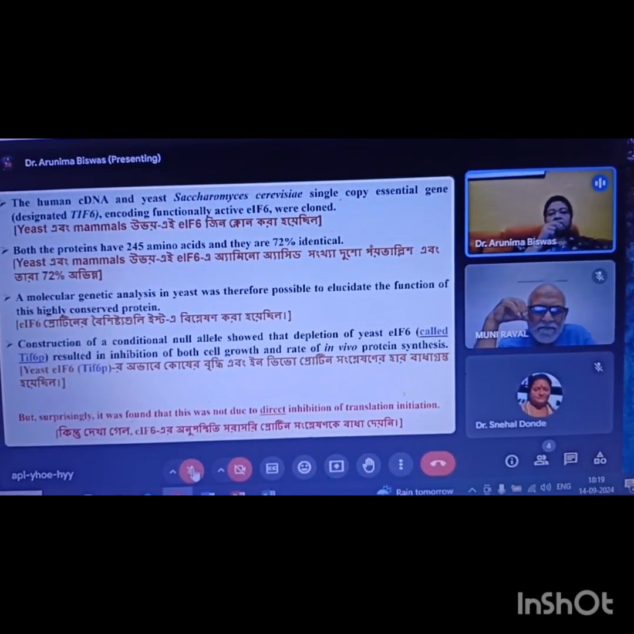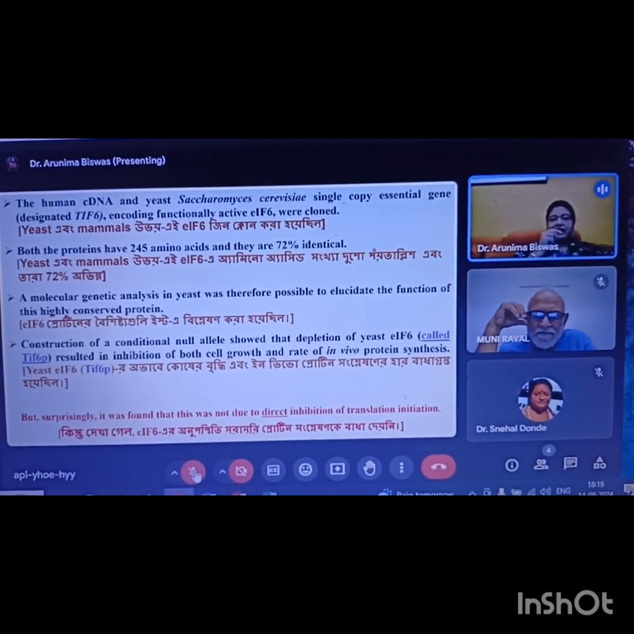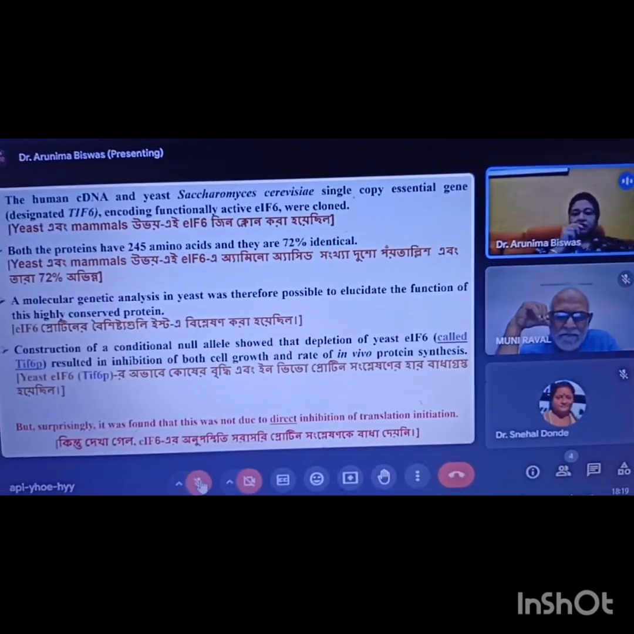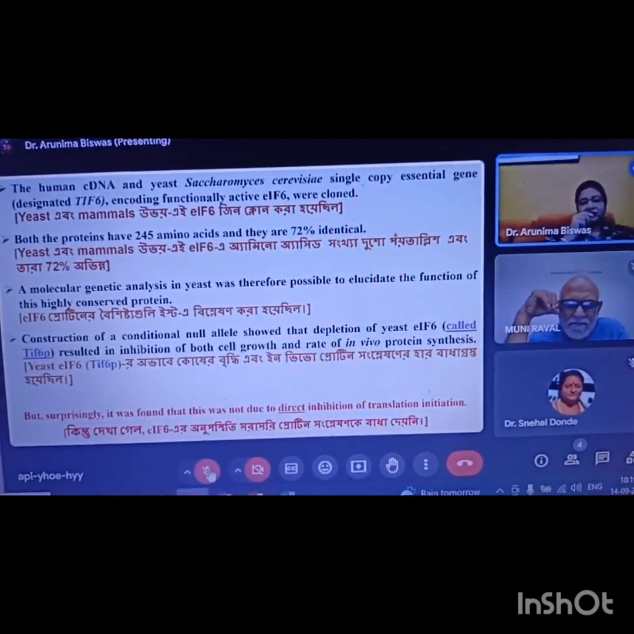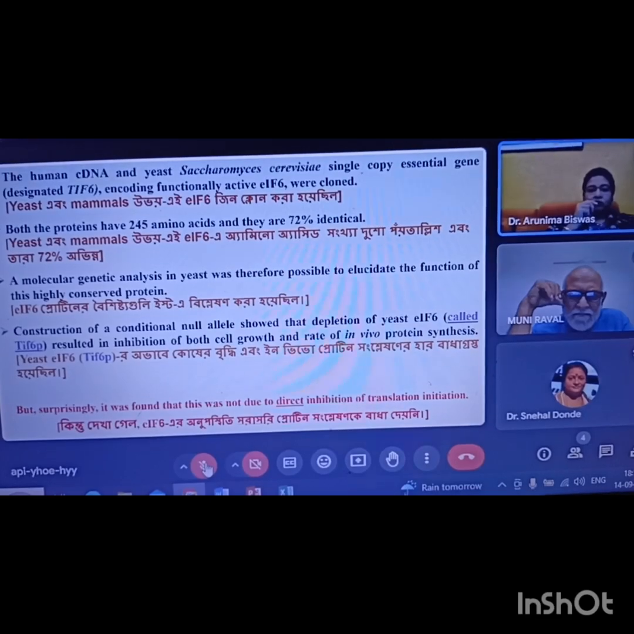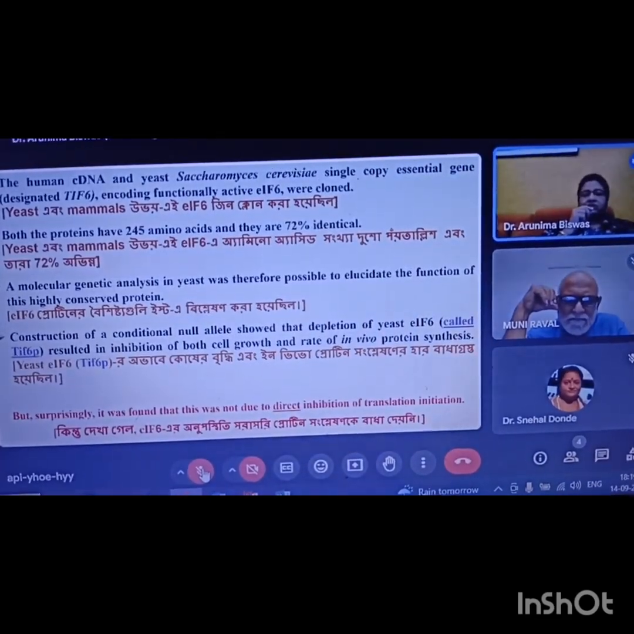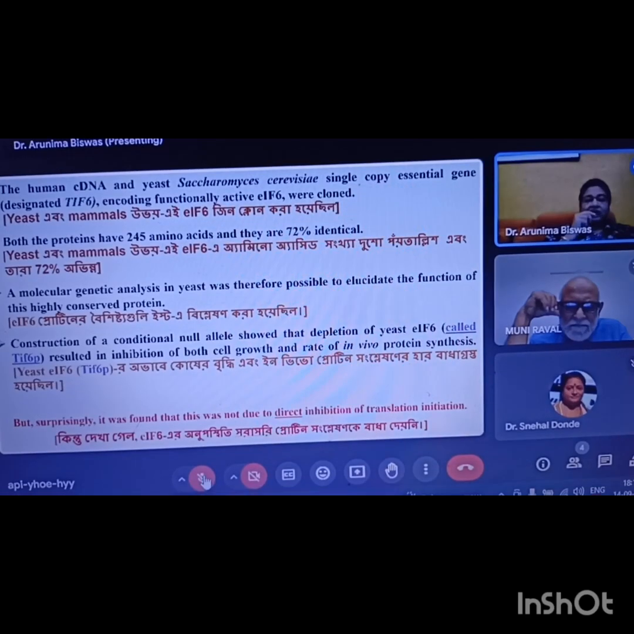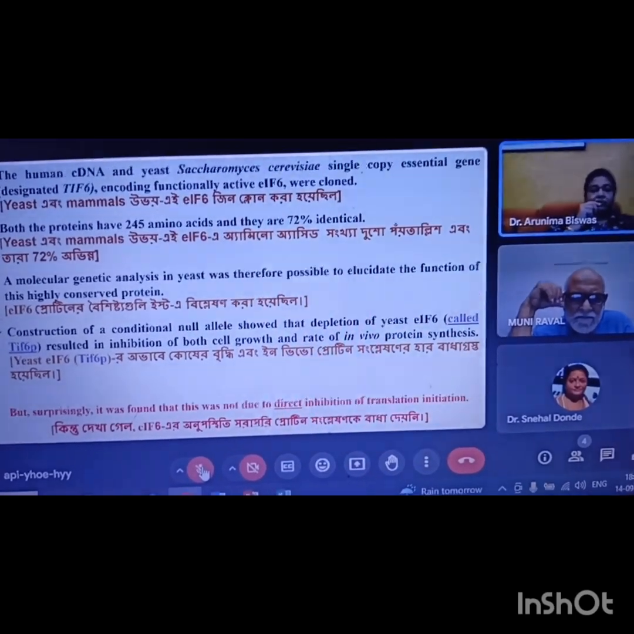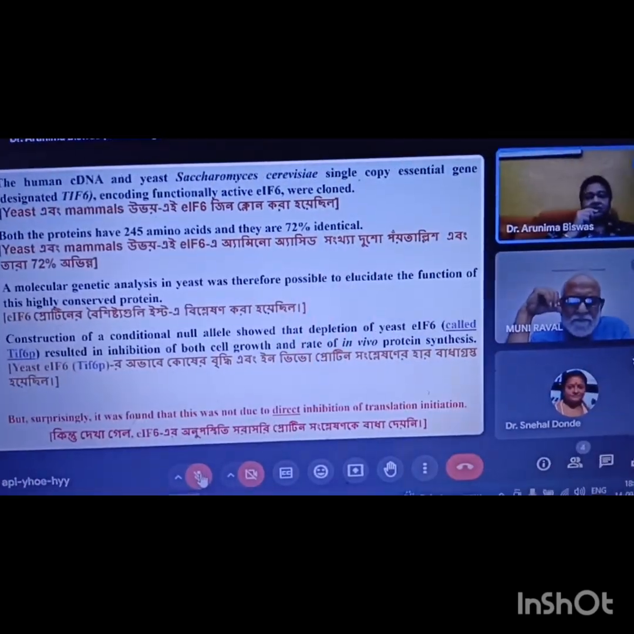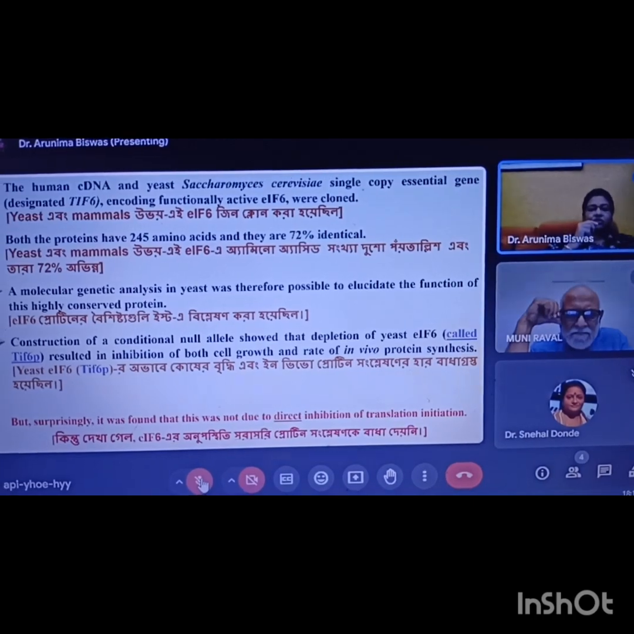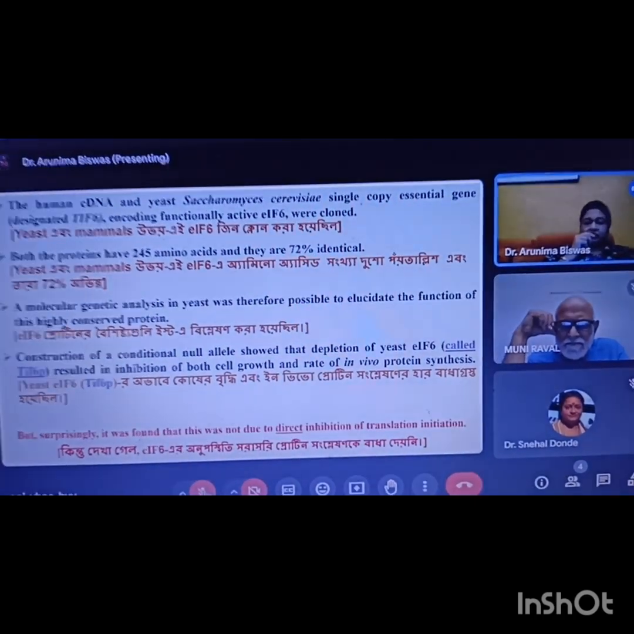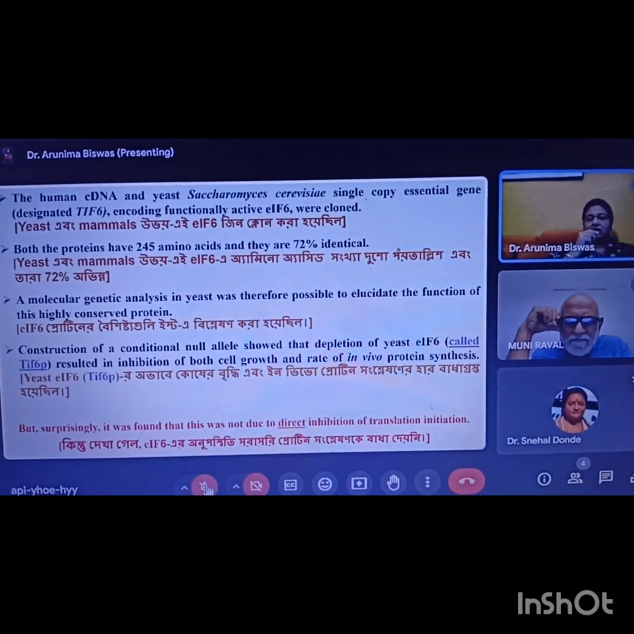So when the human cDNA and the Saccharomyces cerevisiae yeast single copy essential gene, which is called TIF6, were both cloned, they were 72% identical in their amino acid content, and they have 245 amino acids each. Based on this similarity and conservative nature, a molecular genetic study was done on yeast to further elucidate how it functions.